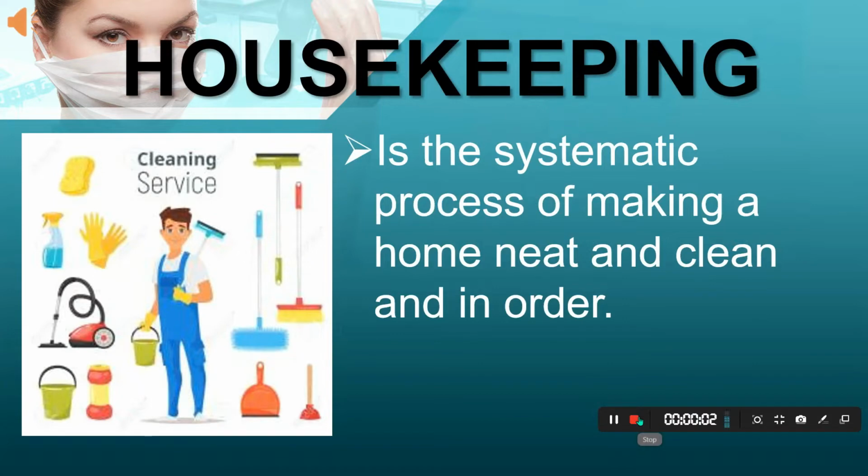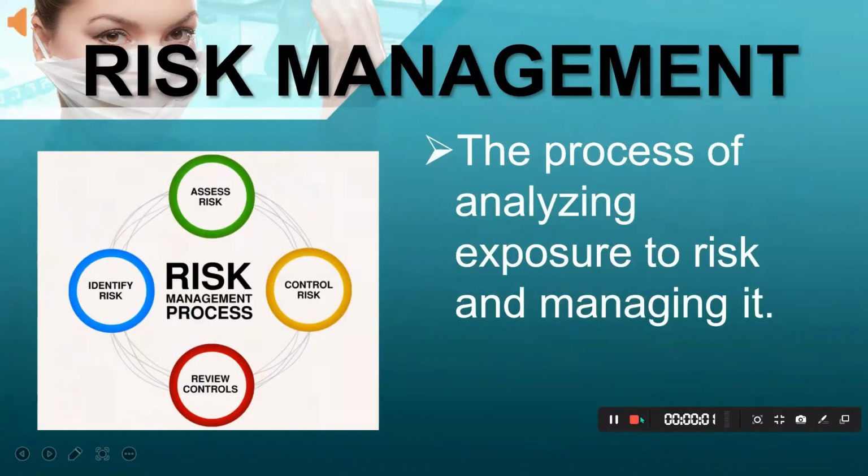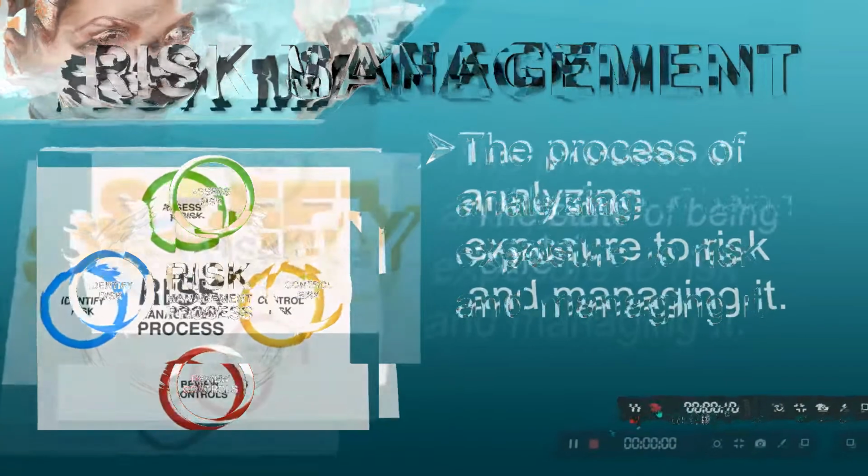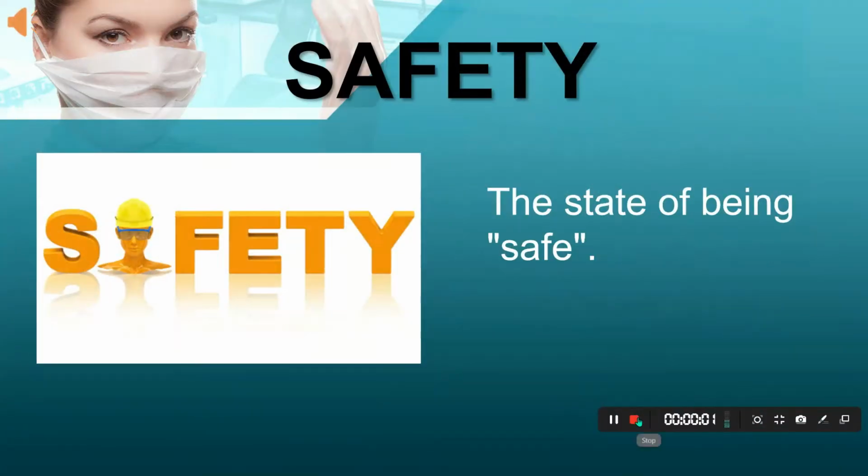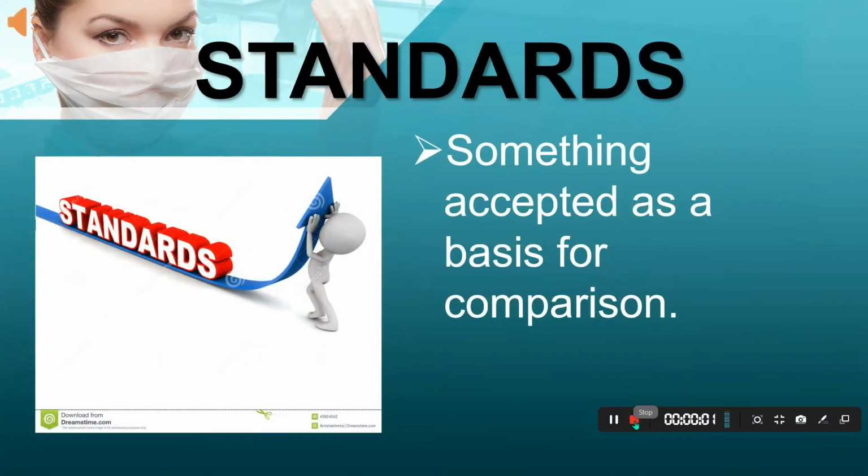We have also housekeeping. It is the systematic process of making a home neat and clean and in order. The next one is risk management, the process of analyzing exposure to risk and managing it. We also have safety. It is the state of being safe. Next is standards, something accepted as a basis for comparison.